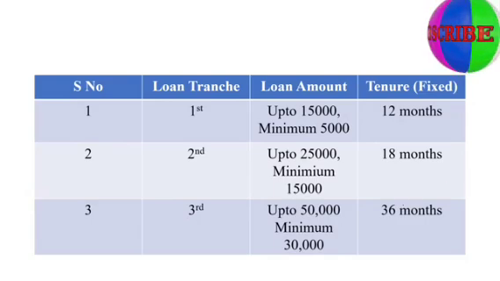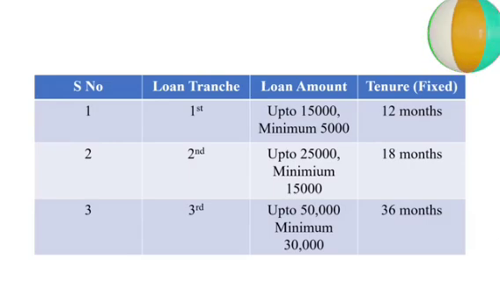Minimum 5,000, maximum 15,000 in tranche 1. Second tranche, Lakshmi madam, this is changed now. Earlier it was 10,000, now it is changed to 15,000. Second: 15,000 minimum, 25,000 maximum. Third: 30,000 minimum, 50,000 maximum. So 15,000, 25,000, 50,000. Minimum 5, then second loan minimum 15, third loan minimum 30. Time period is 12 months, 18 months, 36 months.